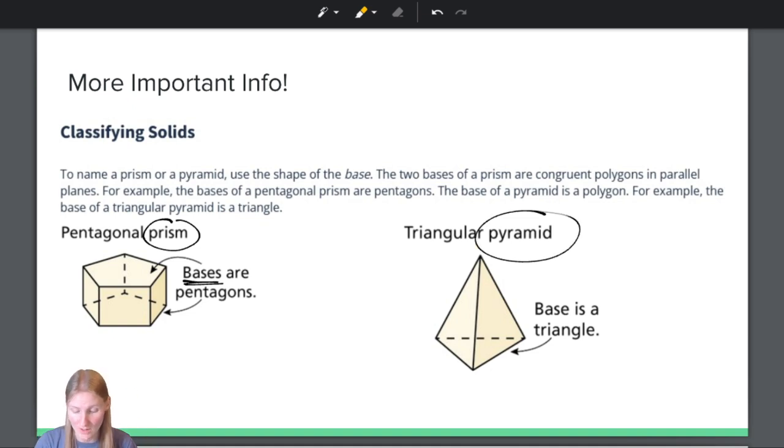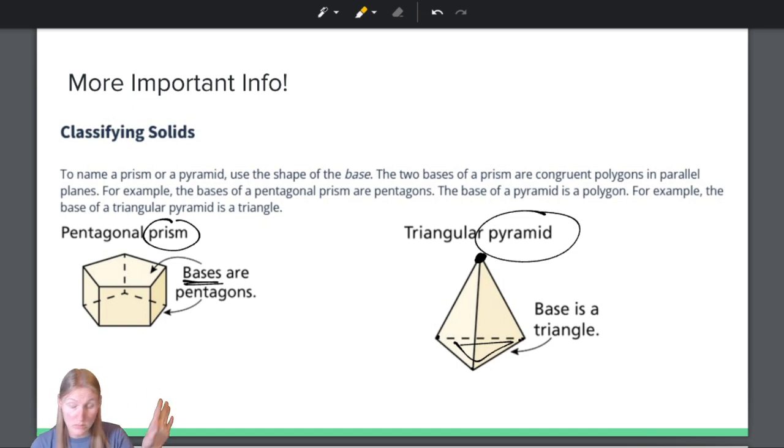A pyramid, on the other hand, has 1 base. In this case, it's a triangle, but you can have whatever base you want. It has 1 base, and all of the vertices of the base come up to a single point. So pyramids will have a single point, and prisms will have 2 faces connected with rectangles.